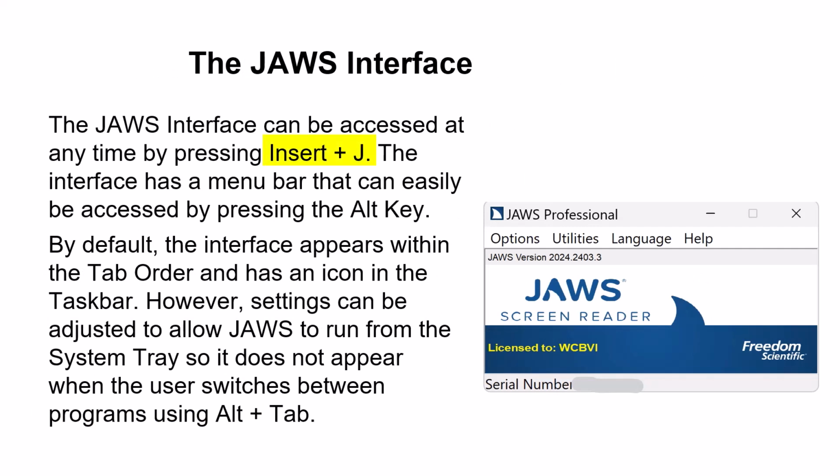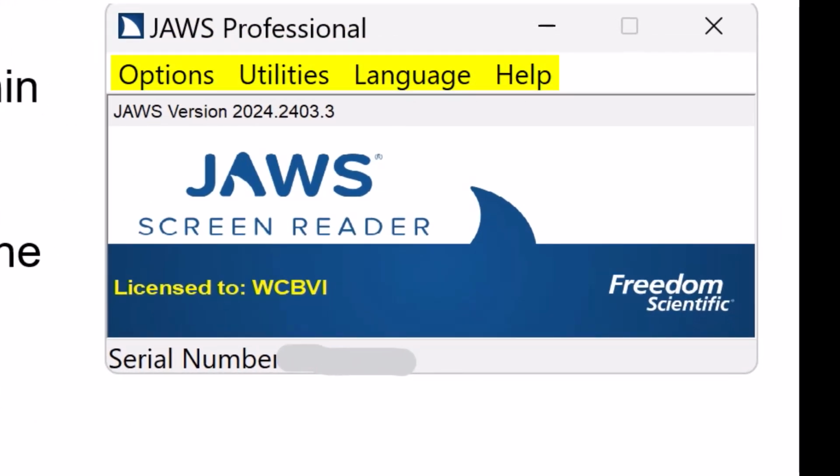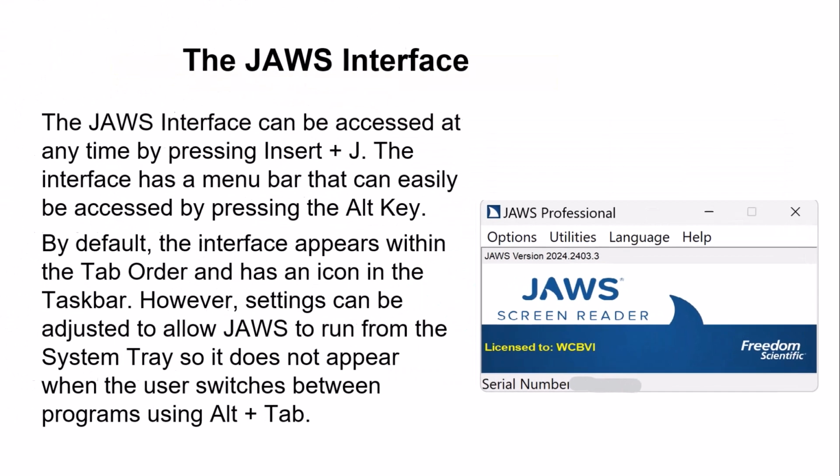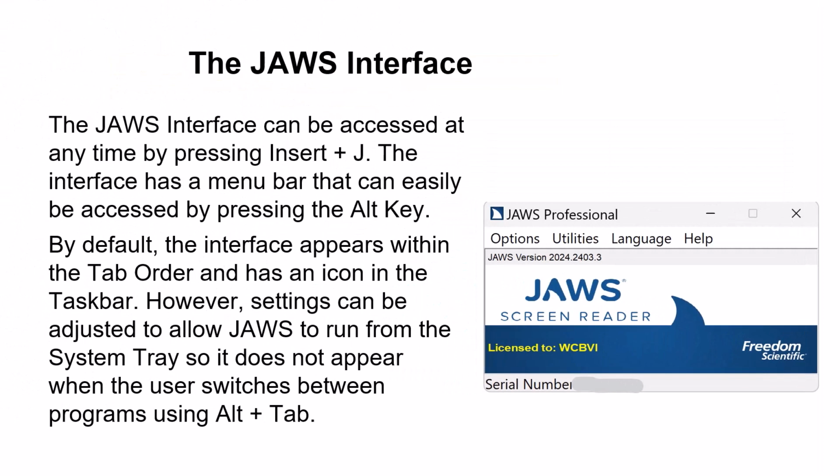Moving on to the JAWS interface. The JAWS interface can be accessed at any time by pressing Insert plus J. The interface itself has a menu, which can also be accessed easily using the Alt key. By default, and you're going to hear that term a lot, the interface appears within the tab order, and it has an icon in the taskbar when it's running. However, settings can be adjusted to allow JAWS to run from the system tray, so it doesn't appear when the user switches between programs using the Alt-Tab method. And that just keeps it sort of out of the way and still accessible, but not like in your face.